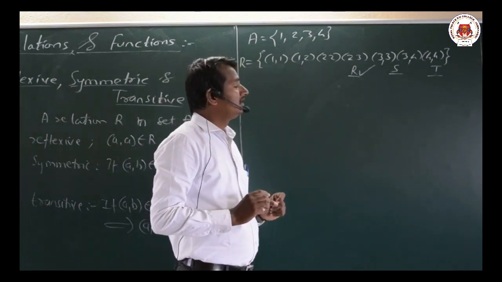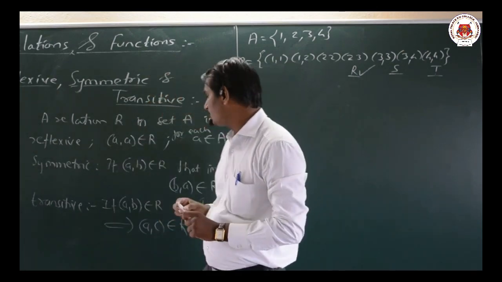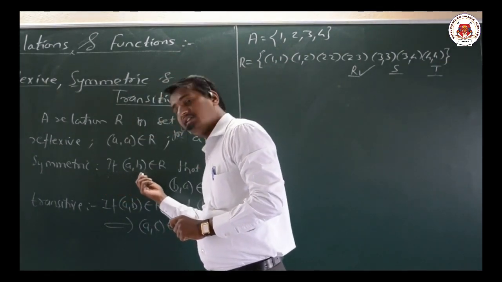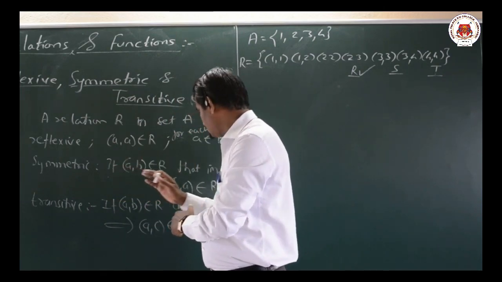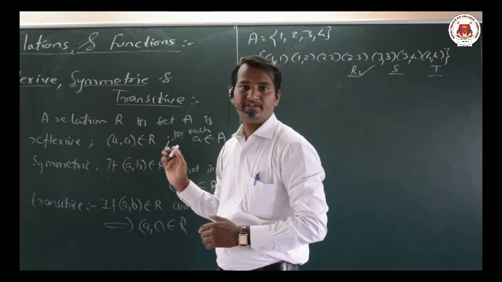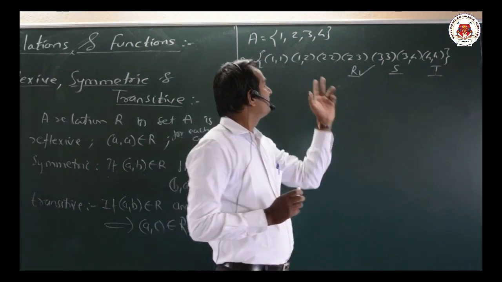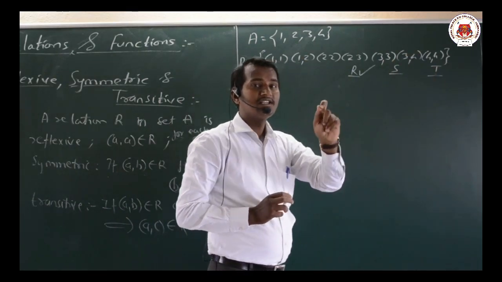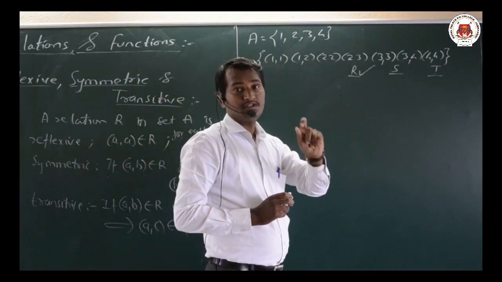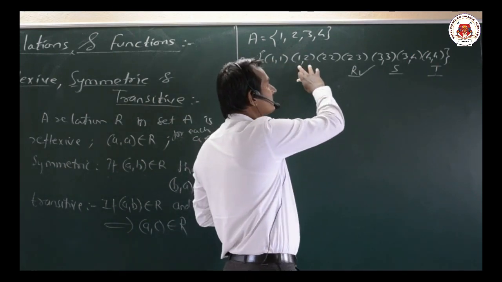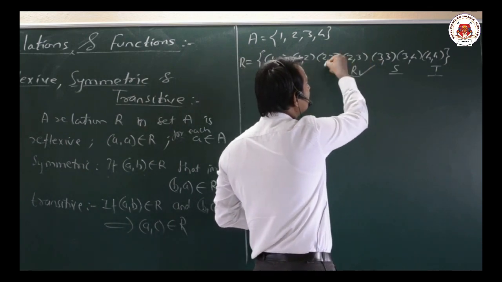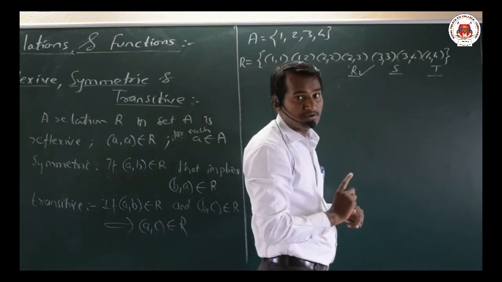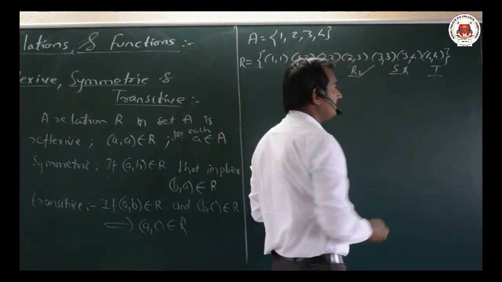Now the second one, we shall move on to symmetry. Symmetry means if we have (a, b), then we should also have (b, a). If we have (1,2), do we have (2,1) here? We don't have. Only one failure is sufficient to say that it is not symmetric. Here (1,2) is there, (2,1) we don't have. Similarly (2,3) we have, (3,2) is not there, (3,4) is there, (4,3) is also not there, therefore it is not symmetric.